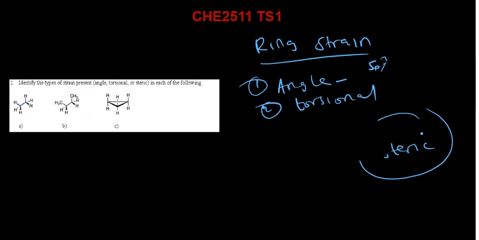So again, to visualize this, we will look at Newman projections in the next video, but that's basically it on steric strain. So we've got a question that we need to tackle. Identify the types of strain that are present, angle, torsional, or steric, in each of the following compounds.